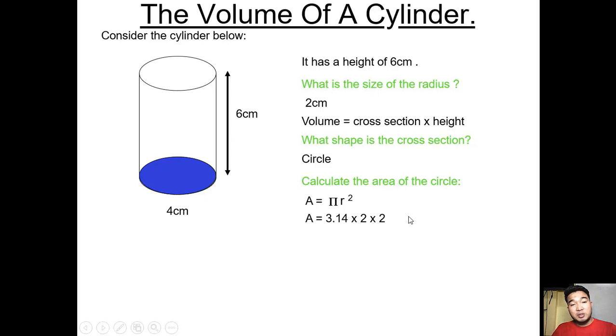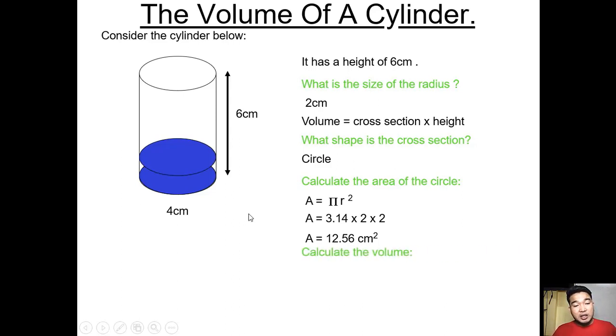Squared, or 2 times 2, you multiply it twice to itself. So you'll have 3.14 times 2 times 2 is equal to 12.56, and that is our area. Meaning, for every layer that we will put in this cylinder, we will be having 12.56, and the height is equal to 6 centimeters, so we need to have 6 layers.